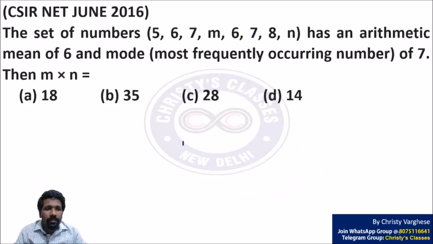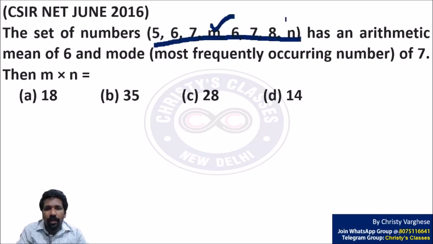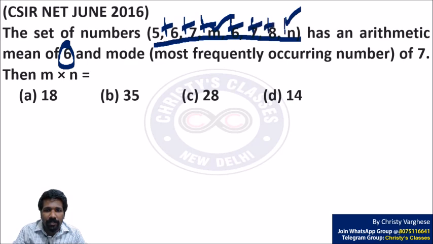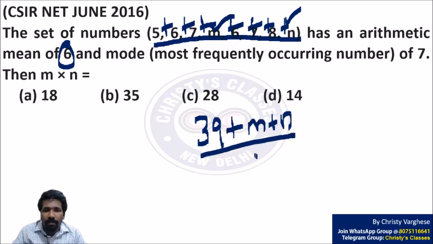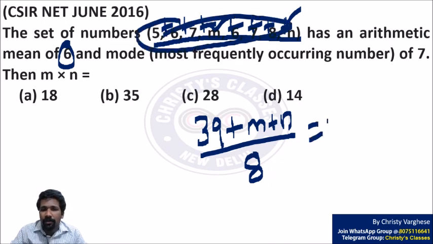A set of numbers, the set of numbers 5, 6, 7, M, 6, 7, 8, N. So M and N are unknown. The remaining numbers are there. It has an arithmetic mean of 6. Arithmetic mean means sum of observations divided by number of observations. That means 5 plus 6 plus 7 plus M plus 6 plus 7 plus 8 plus N divided by 8. Once you add it up, you will get 39 plus M plus N divided by 8. Why? Because 8 observations are there. That is equal to 40.